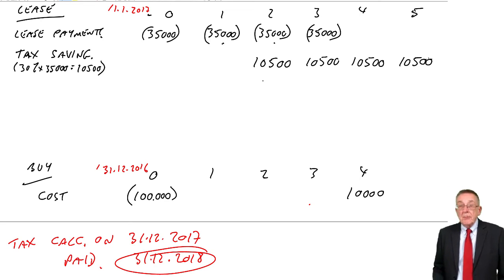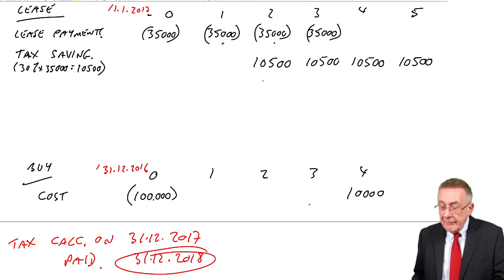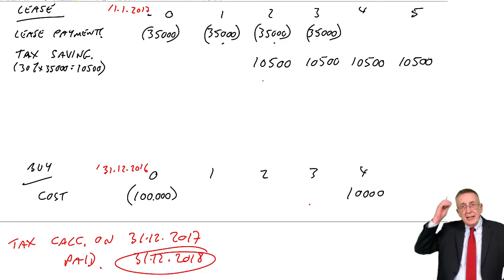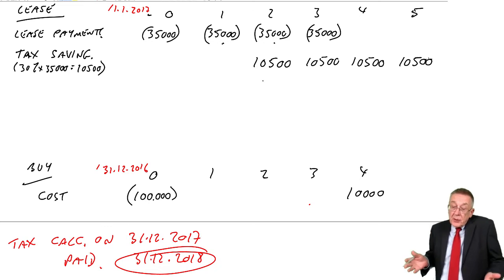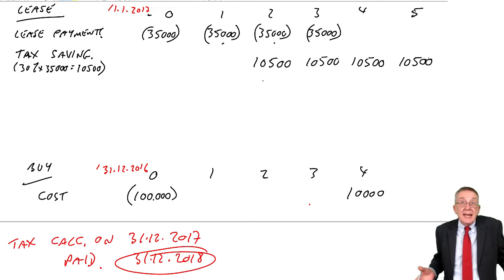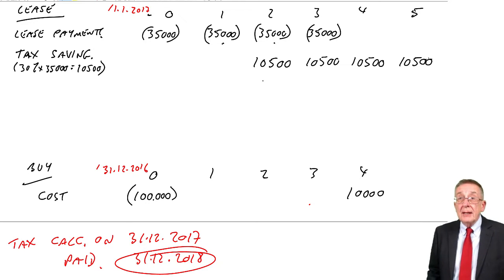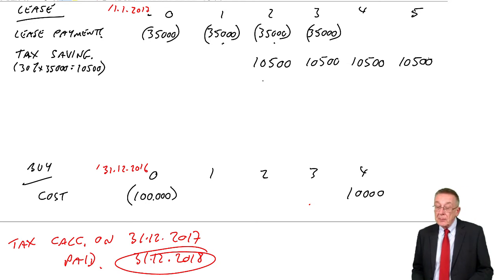It needs a bit of thought. I will give you a rule at the end, but it's only ever in lease and buy questions that this tax timing has been a problem. It's because otherwise, as you'll see, the question is so easy. I think the only way you can find of making it a bit trickier is to have this tax timing problem.